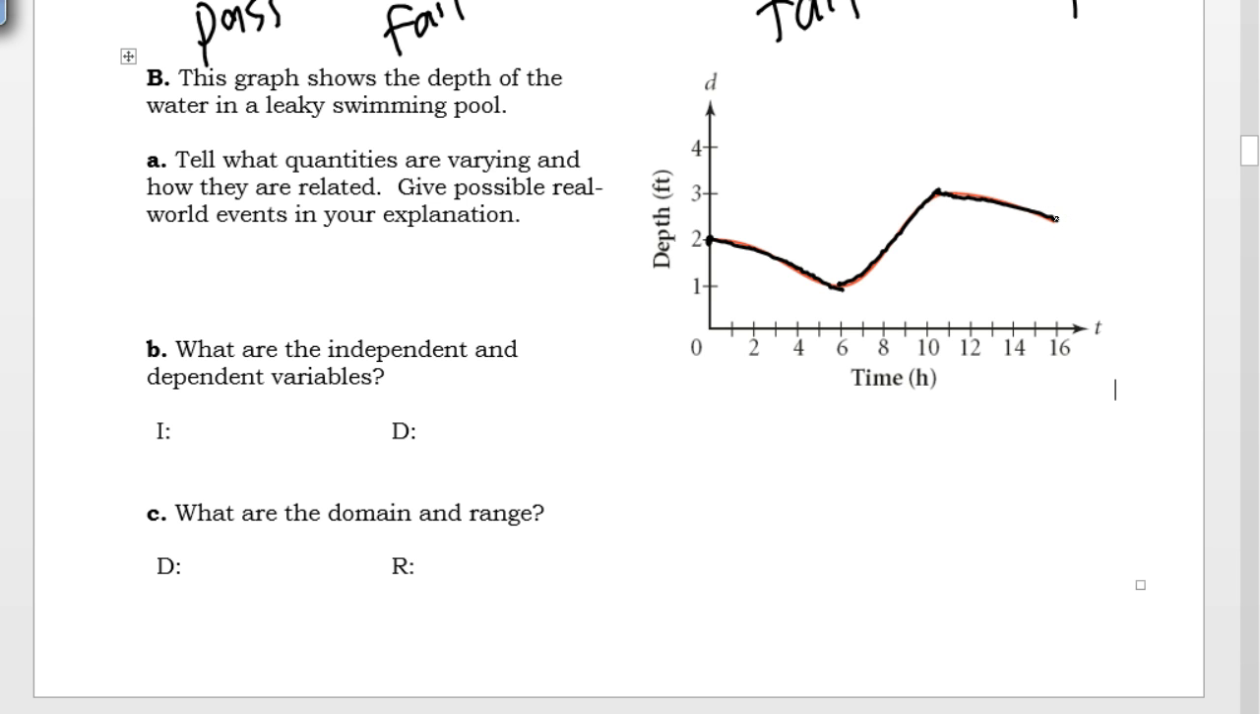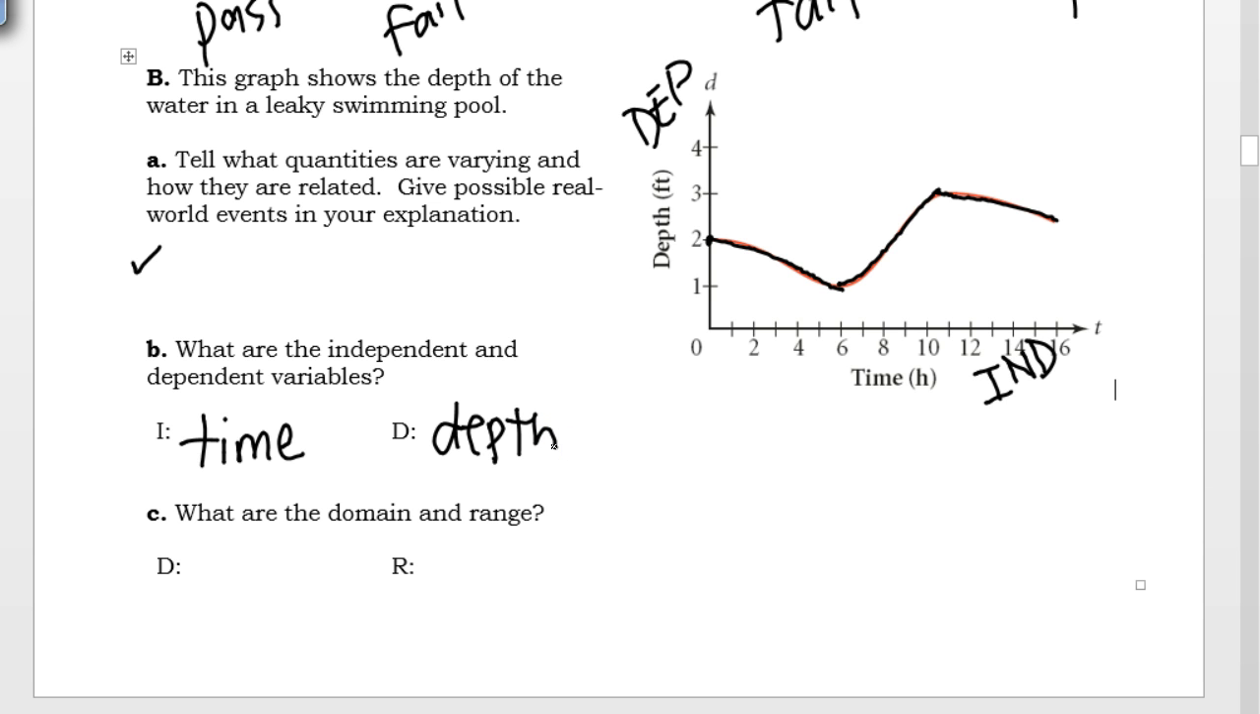So I'm not going to write that all out, but something along the lines. Pool was leaking for 6 hours, started raining for 4 hours, so it filled up, and then it started leaking again. Little b says, what are the independent and dependent variables? Remember, the independent variable goes along the horizontal axis. So time is my independent variable. The dependent variable goes along the vertical axis. So depth would be my dependent variable.